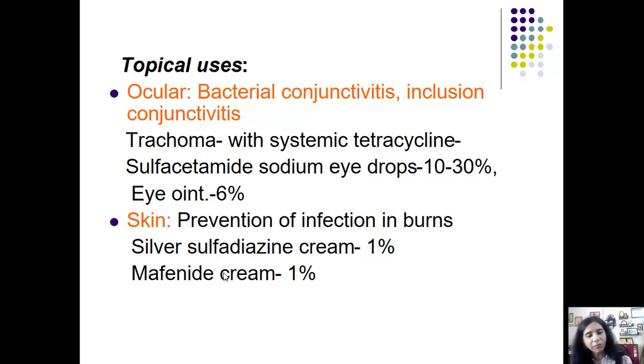Then sulfonamides, remember students, one thing, are not used for the treatment of infections in burns. The causative organism for infection in burn patients is Pseudomonas. They will establish themselves as green colonies. So once the infection is set in, sulfonamides are not effective, but just for prevention of infection in burn patients, silver sulfadiazine cream 1% is applied to the skin of the patient who has a burnt surface, and mafenide cream also for the same indication.